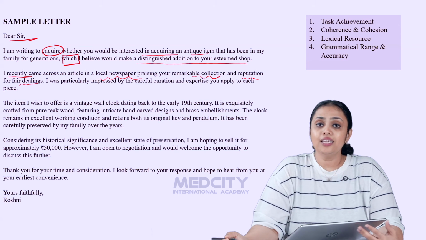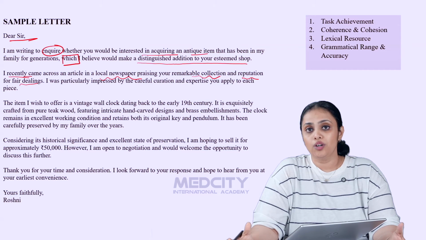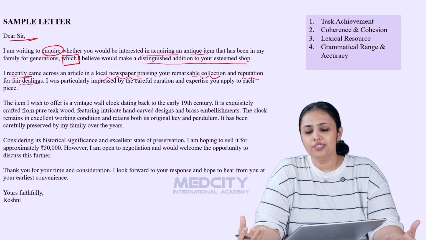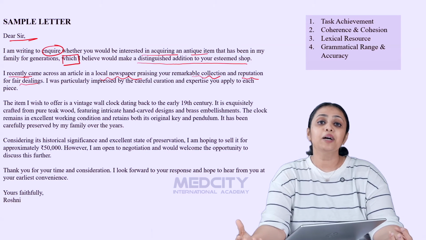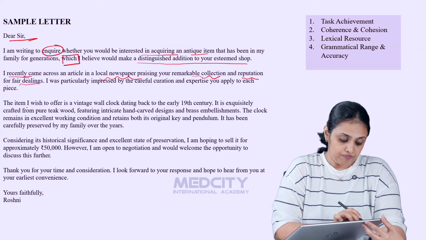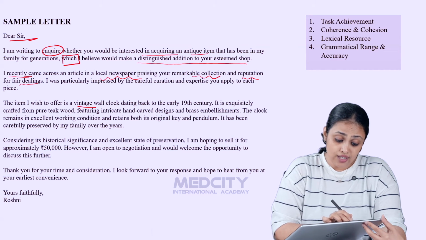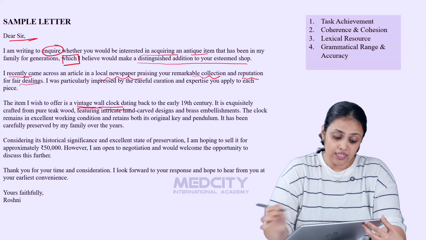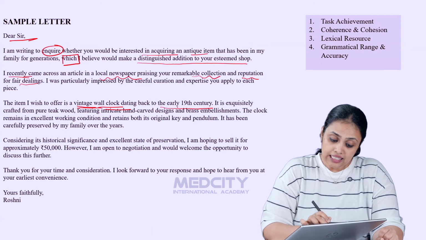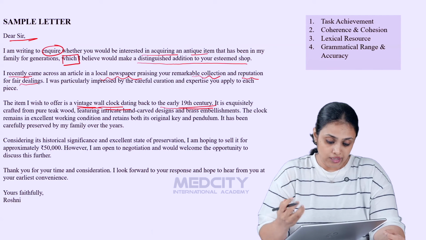Okay, now the next paragraph talks about how you describe your product so that the reader or the recipient finds it compelling to purchase your product. Now how you have described it. The item I wish to offer is a vintage wall clock. Okay, it's a vintage wall clock dating back to the early 19th century. You're making the value clear there.